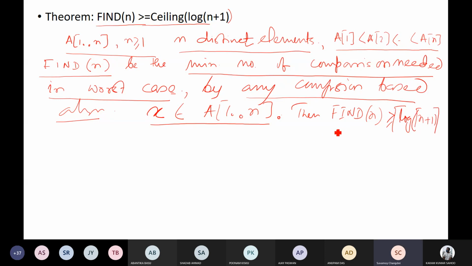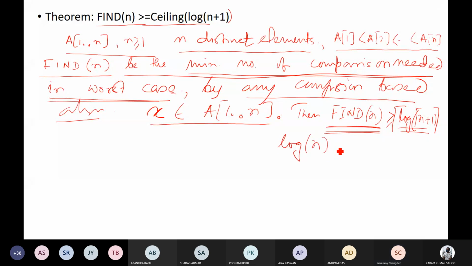Here, though I have written find(n) like a general algorithm, this is not an algorithm, this is a number only. So find(n) is the minimum number of comparisons needed in the worst case by any comparison based searching algorithm. Then find(n) is greater than or equal to log of n plus 1. So we can say that the lower bound is log of n plus 1. That we have to prove.